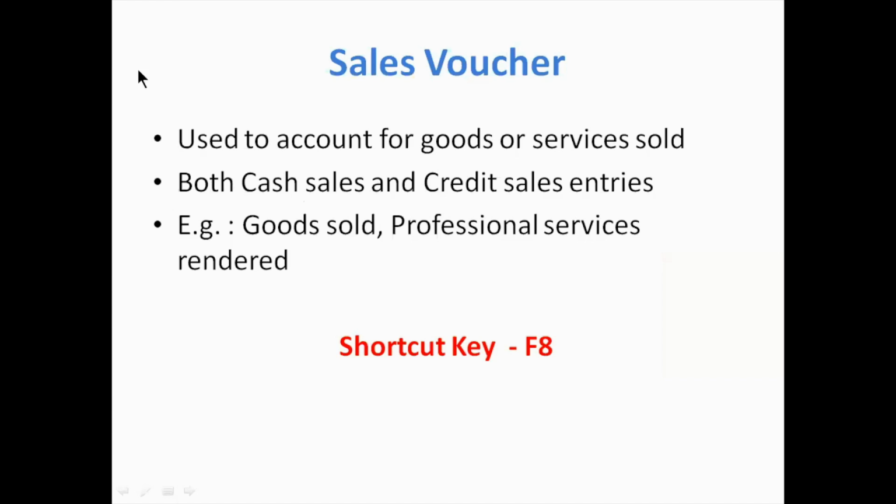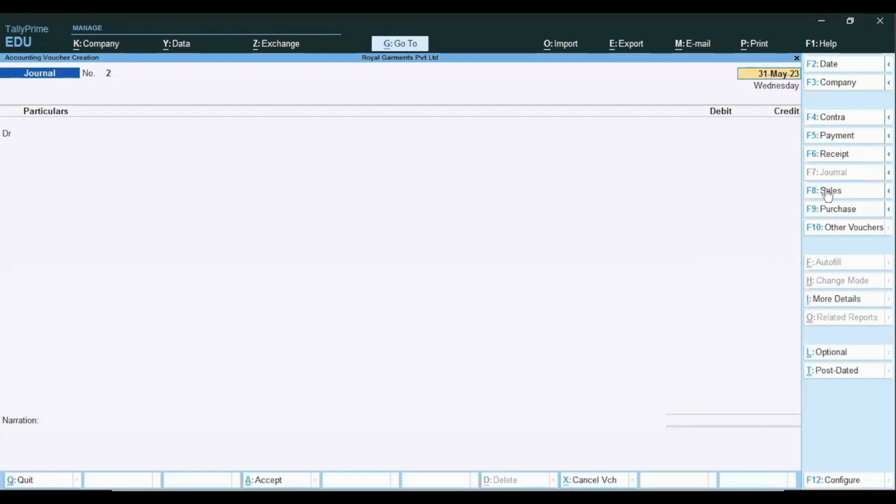Next is our sales voucher. This is used for selling the goods or services. If you are selling the goods and services, we can pass those transactions to sales voucher. Here we can enter both cash sales as well as credit sales entries. So the shortcut key for sales voucher is F8. So let's start with F8. Just press F8 from your keyboard or from this list.